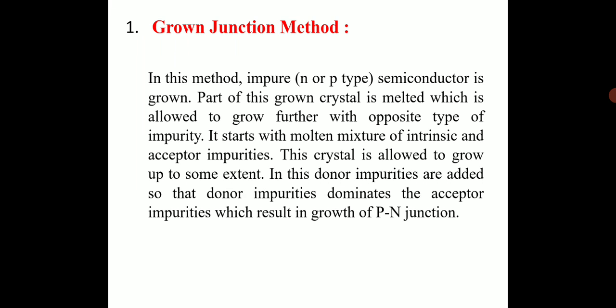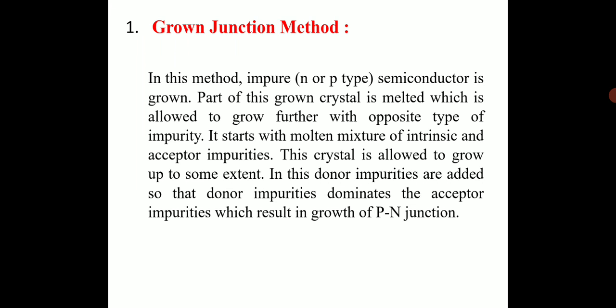What is meant by a grown junction? The first method is the grown junction method. But what is meant by a grown junction? Let's see carefully. A grown junction is a junction produced by changing the types and amounts of donor and acceptor impurities.